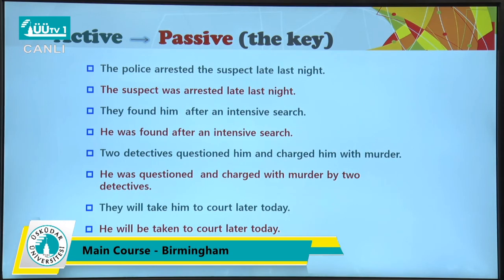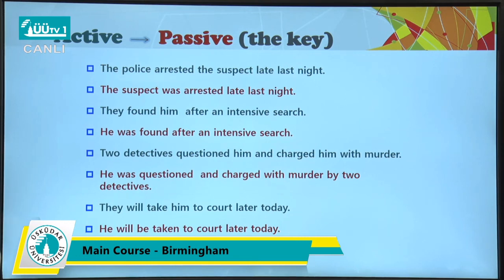They found him after an intensive search. Him is our object. They is the subject. Found is your action, the main verb. This is the past form again. So we will put our object at the beginning of the sentence: he. The to be verb in past is was or were. So as we have he, it should be was. He was found after an intensive search.